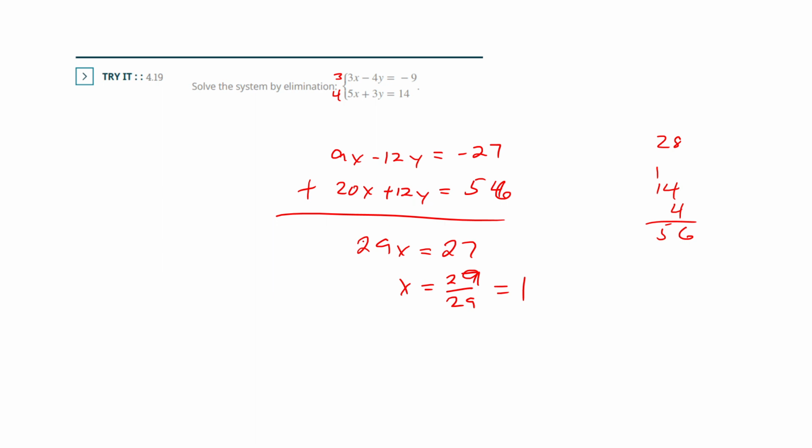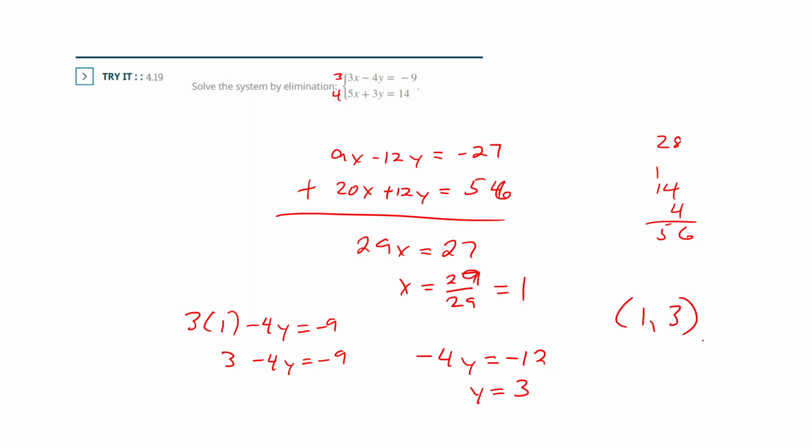Okay, now we can put that into either equation. I'm going to put it in the top one. So I've got 3 minus 4y equals negative 9. So dividing both sides by negative 4, I get y as 3. So my solution to my system is 1, 3. Again, it doesn't have to be the x or the y that you get rid of first. It'll work either way.